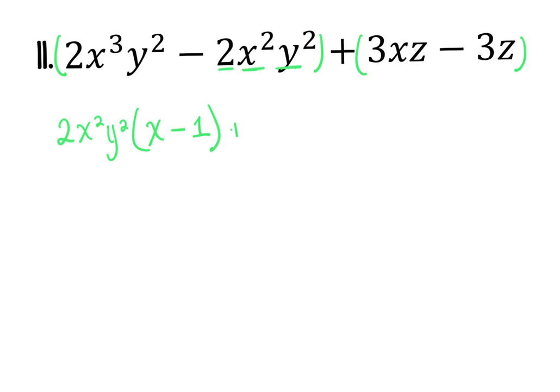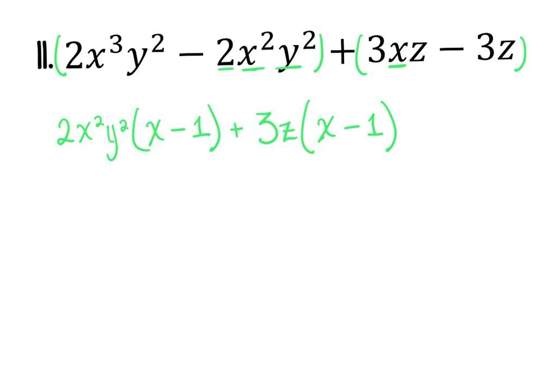Plus, between the 3 and the 3, a 3 can come out. Can any x's come out? No. What about z's? Yes, one of your z's can come out. 3 divided by 3 was 1. I took out the z, so I'm left with just the x. 3 divided by 3 is a 1, and I also took out that z. So all I have left is the 1.